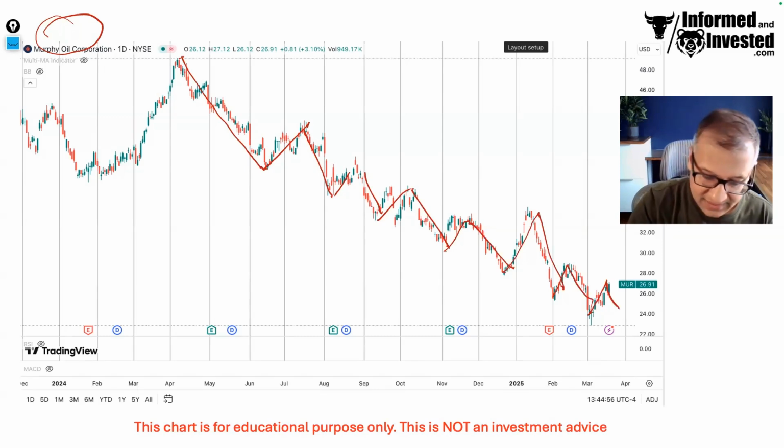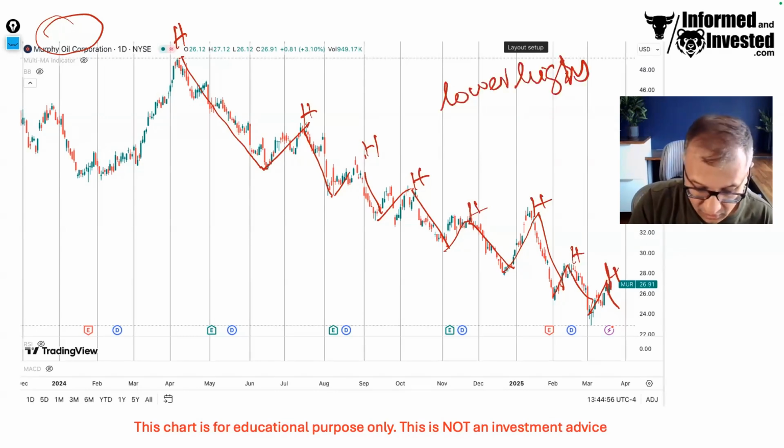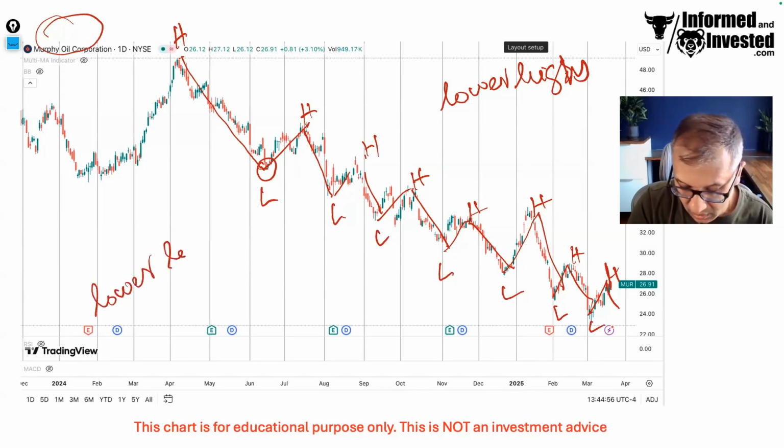And why is that? Because here was a high, another high, this high is lower, next high is lower, another high is lower. So it's making lower highs. What about lower lows? Is it making lower lows? Let's have a look at that. Here's a low, here's a low, here's a low, here's a low, here's a low, here's a low. So it's also making lower lows. This shows it's in a downtrend.